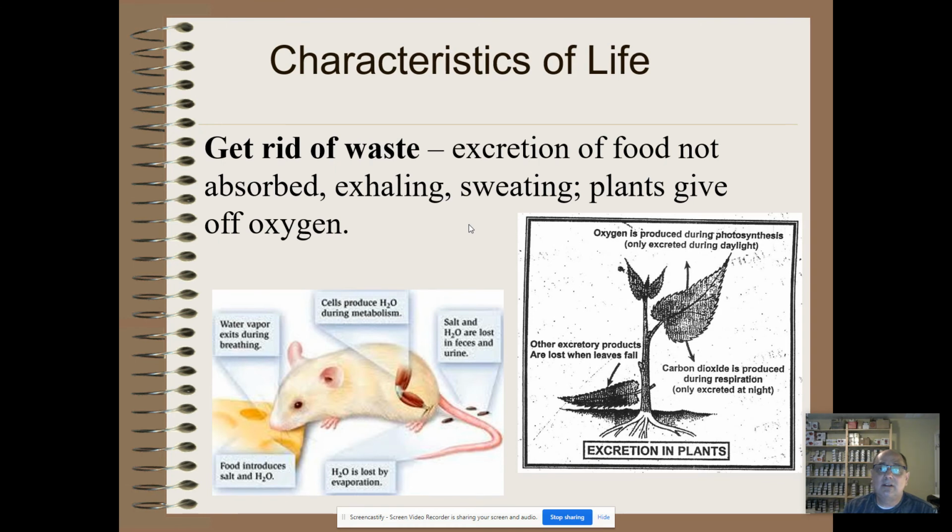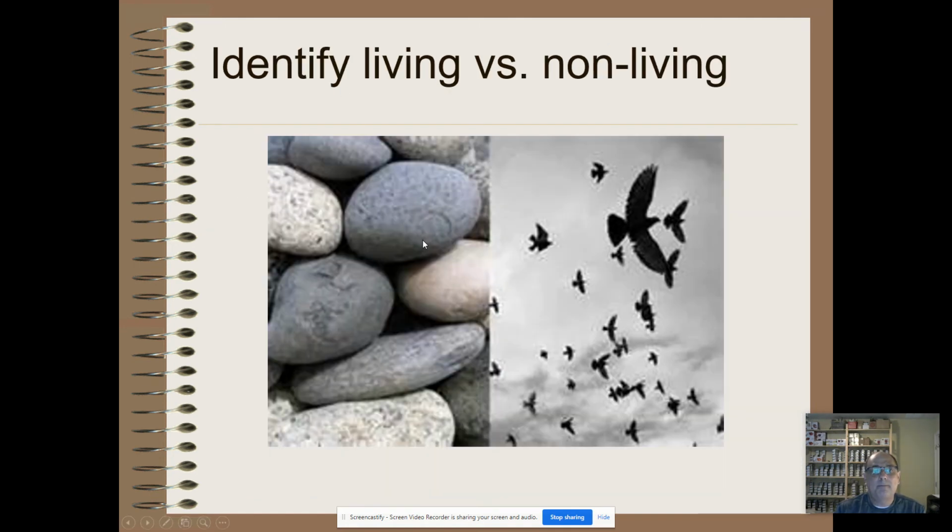So those are the 7 characteristics of life. Hopefully you got them down. If you didn't, go back and you can rewrite them again, and we'll move on. Okay, I just wanted to go identifying living versus non-living. This is the last thing that we're going to do today.